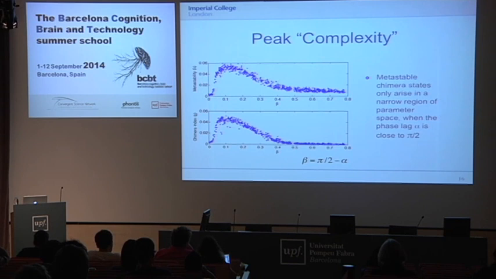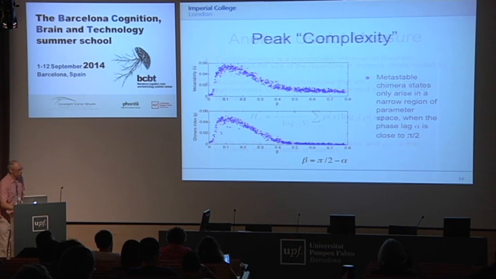So it's quite a fragile state in a way. You've got to get that phase lag just right for this to occur. So here we see that when this phase lag is just right, we get a peak in the metastability measure, and a peak in this chimera index that I defined. So that's one useful and interesting measure.